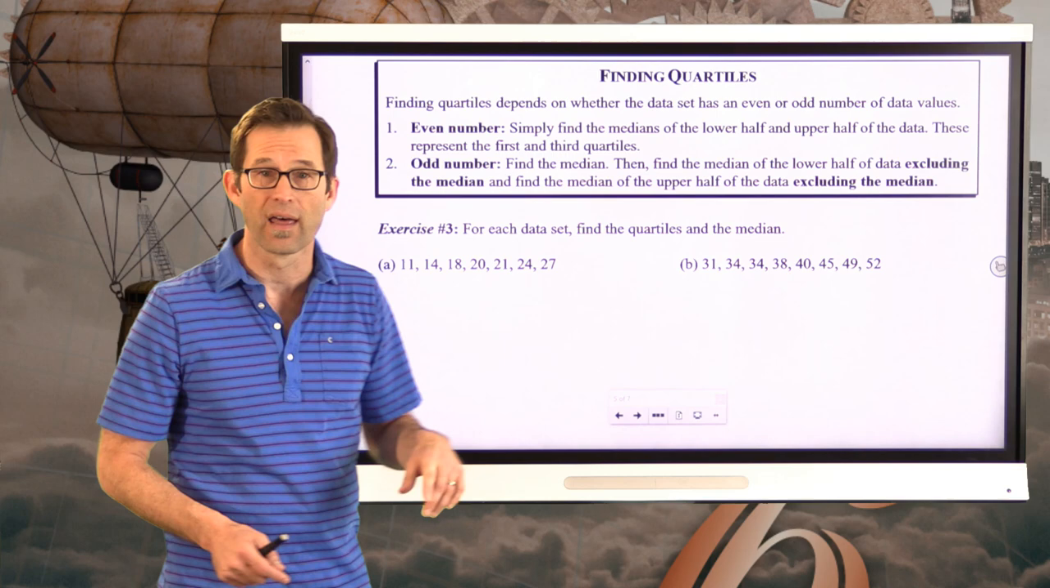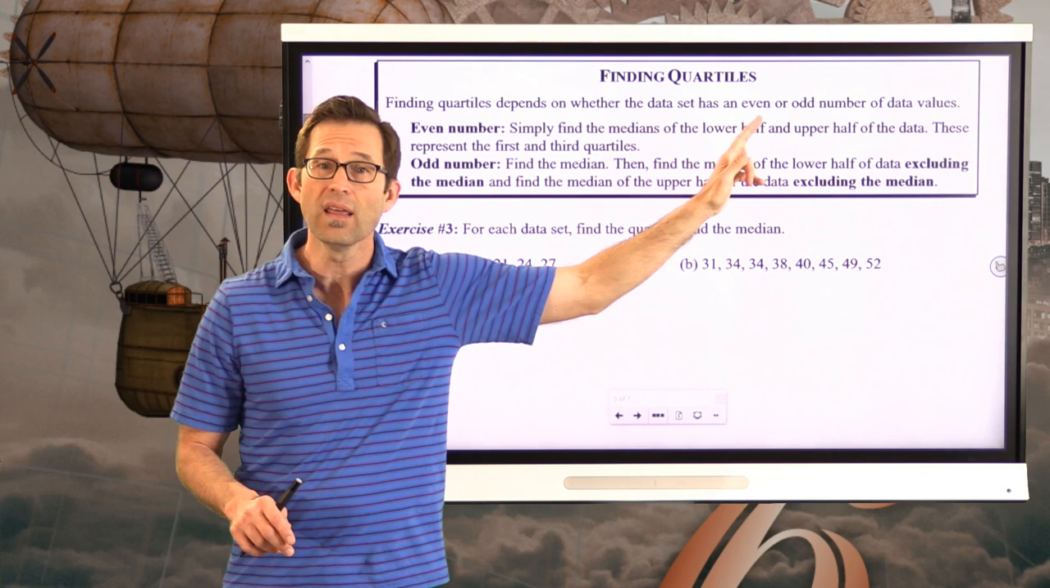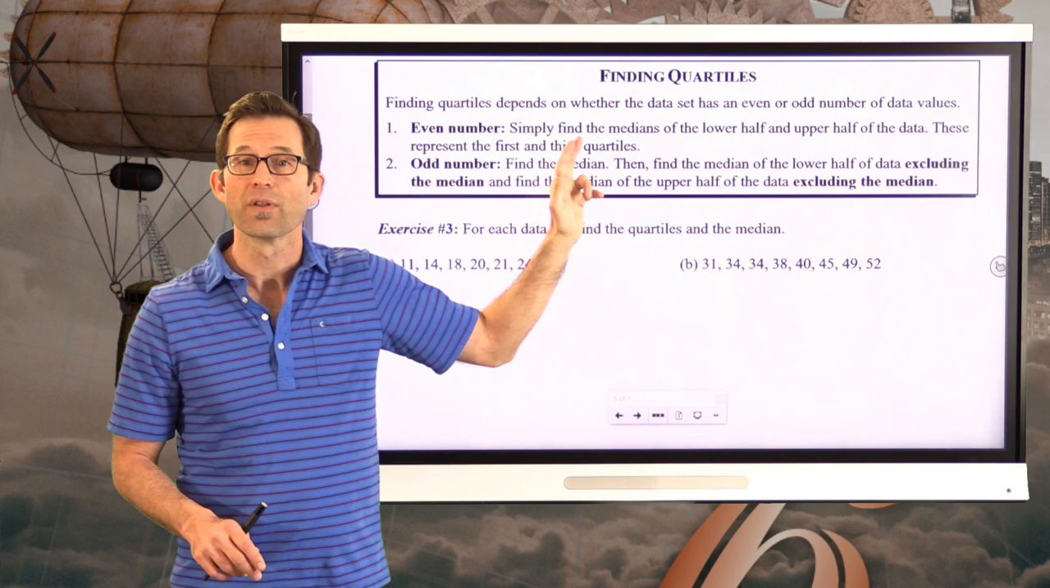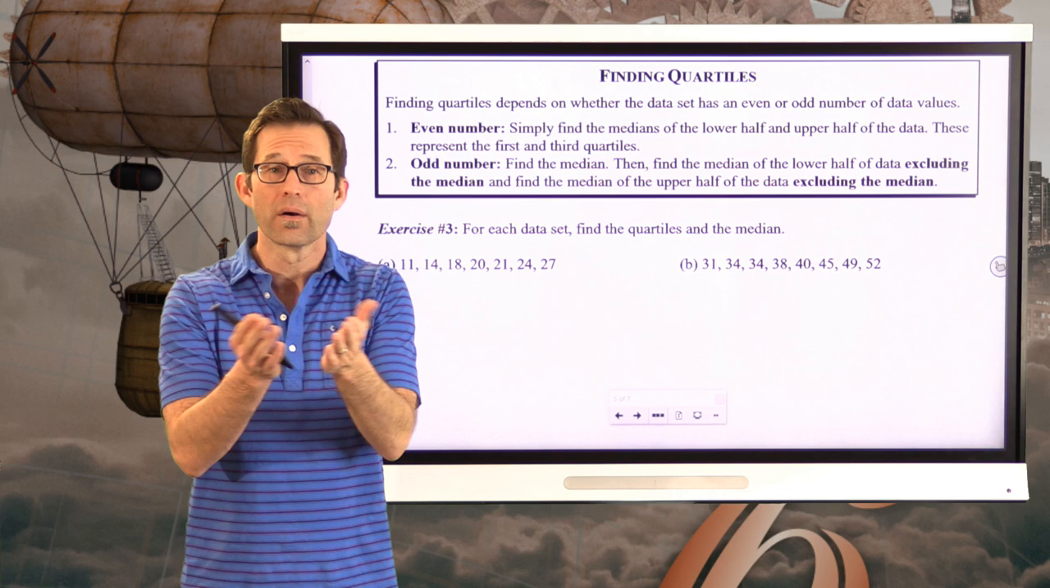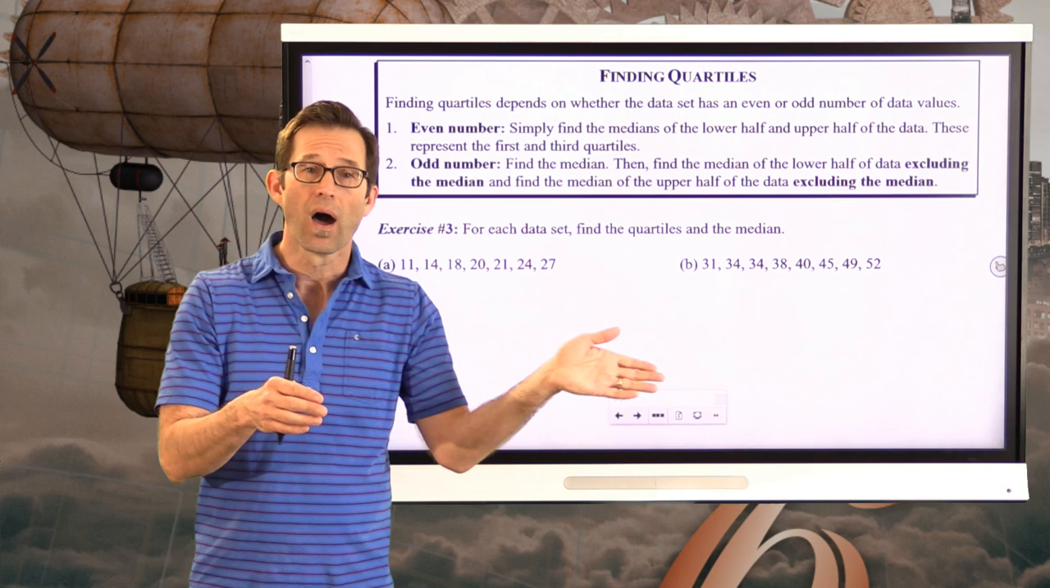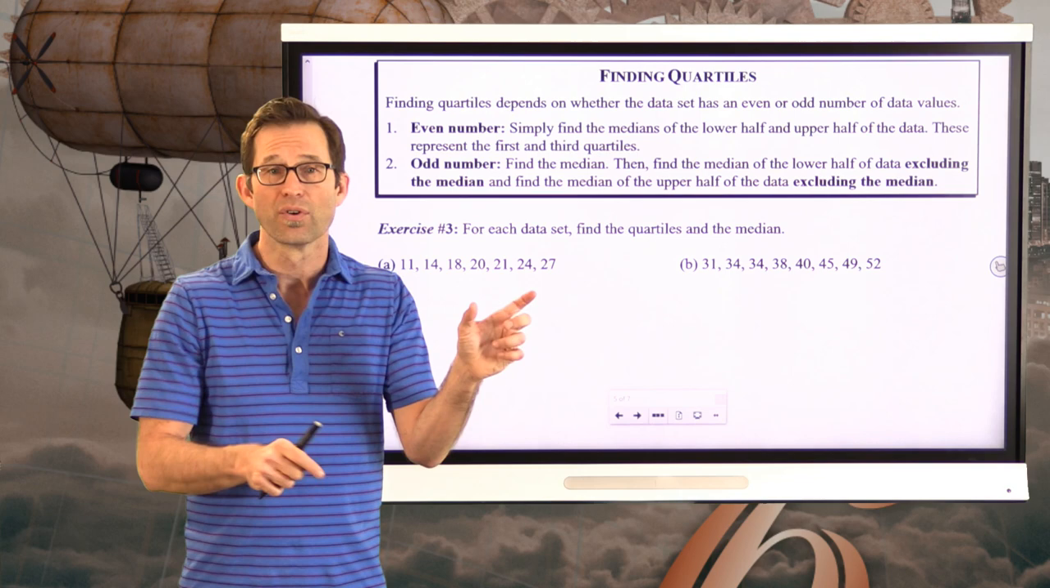Finding quartiles depends on whether the data set has an even or an odd number of data values. If it's got an even number of data values, we simply find the medians of the lower half and the upper half of the data. Let's say there were 18. We'd say, well, there's 9 in the bottom half, there's 9 in the upper half, so in the lower half I'd find its median, in the upper half I'd find its median, and then I'd go merrily on my way.